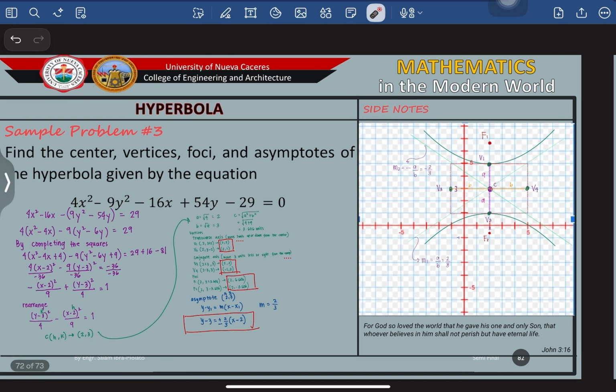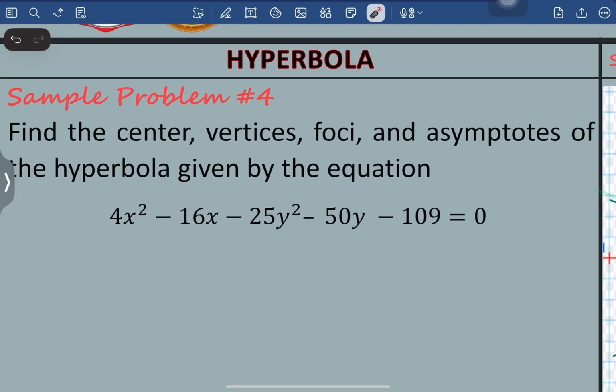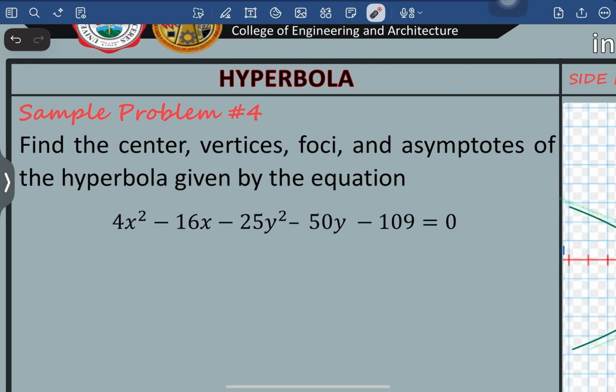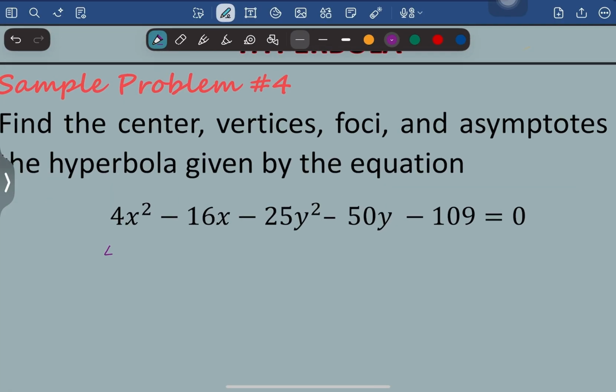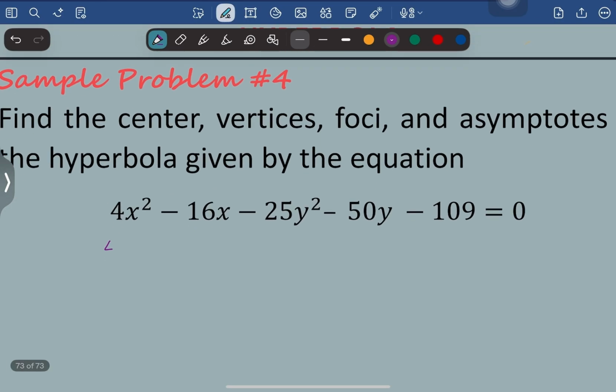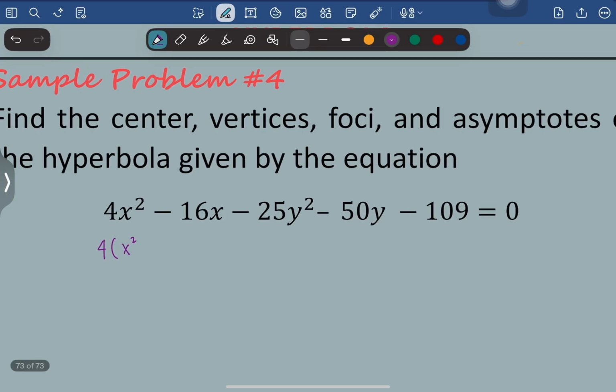Next graph. So, this is the last problem. So, let's solve this one. Again, rearrange the equation. So, get the factor. So, dito naka-rearrange na. So, we just need to factor out 4. So, x squared minus 4. 16 divide 4 is 4.